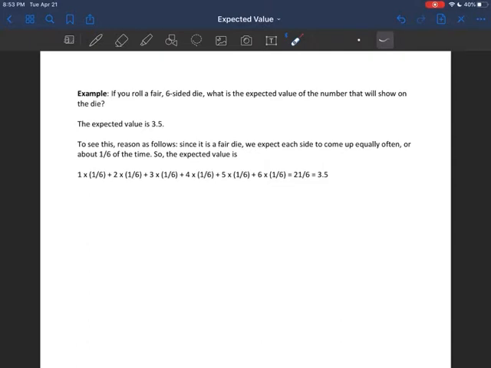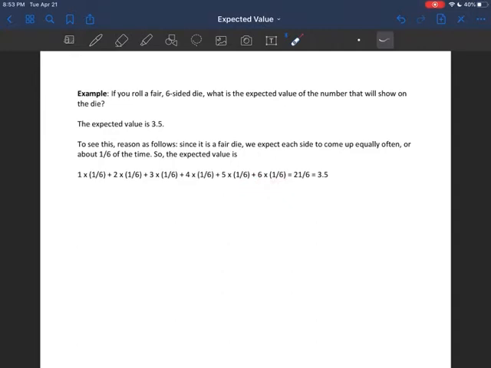So let's think about a slightly different situation. Suppose that instead of tossing a coin, I'm rolling a 6-sided fair die. What's the expected value of the number that will show on the die when I roll it? The expected value turns out to be 3.5. Again, not something that you can get when you roll a 6-sided die. So to see how this is, we reason as follows. Since it's a fair die, we expect each side to come up equally often, or about 1/6 of the time.